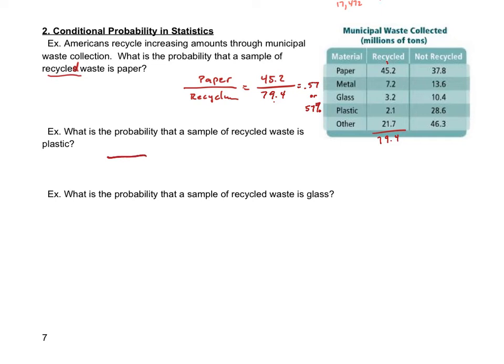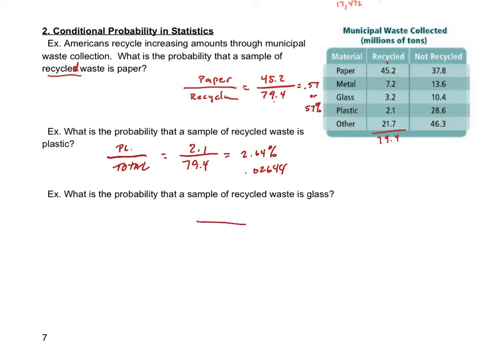What is the probability that a sample of recycled waste is plastic? Again, the amount of plastic over the total. We already know the total is 79.4, and plastic came to 2.1. That is a very small number, and if you do the math, it's approximately 2.64%. If you didn't get that, it's 0.0264 as a decimal.